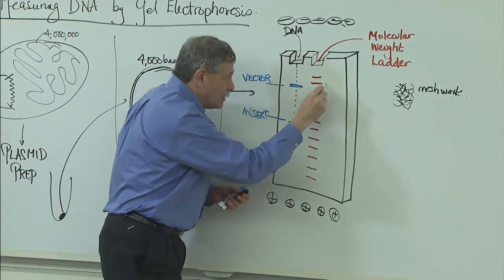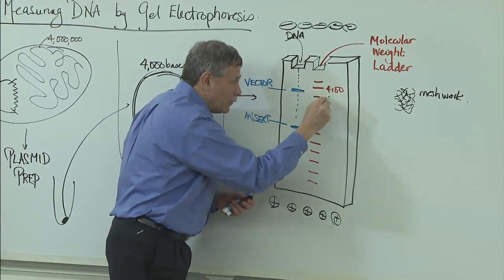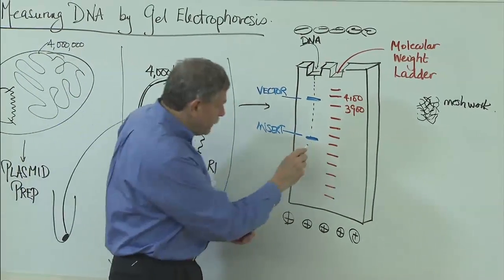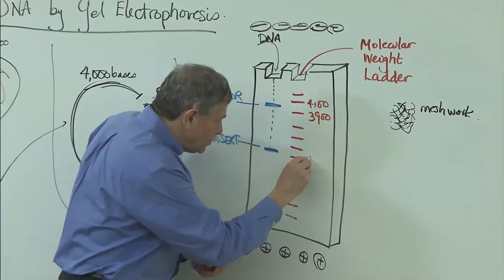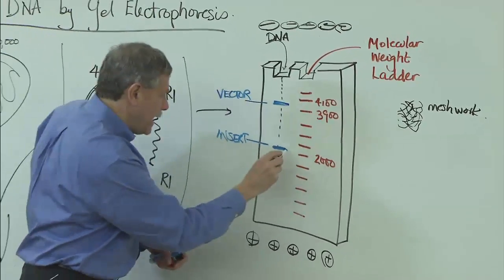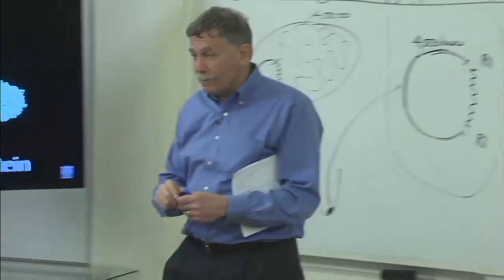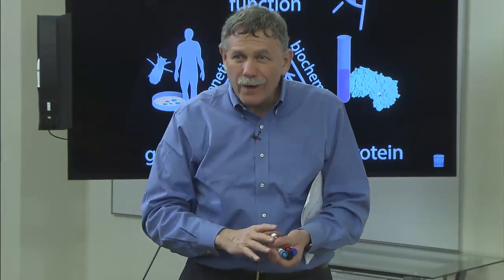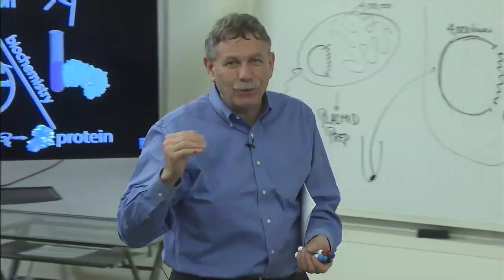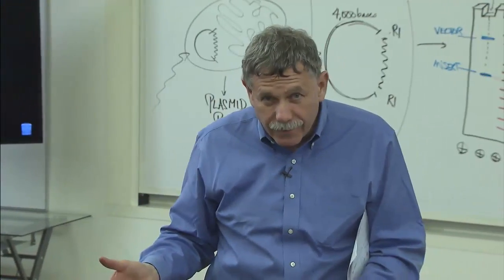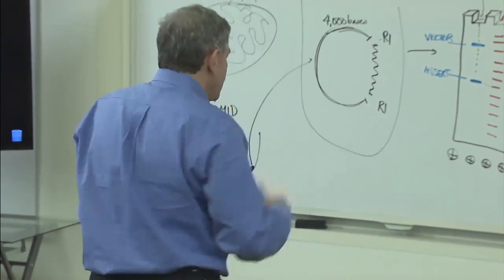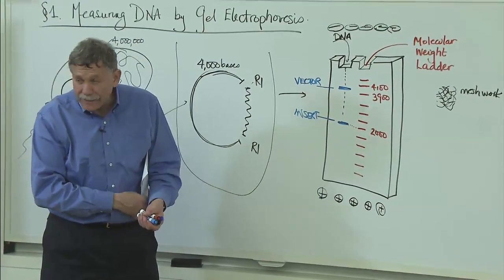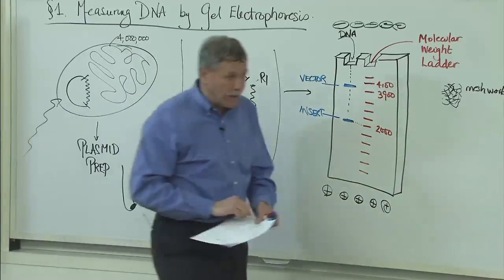I happen to know that that one is about 4,100 and that one is about 3,900, and golly, the 4,000 is right in there. And by the way, this one here is about 2,000. And that's about the same place as my insert. My insert's 2,000 bases long. It's a ruler. It's just a ruler. Now, where am I going to get all these fragments of known lengths to use as a molecular weight ladder? Catalog. It's in the catalog. Right. So I just get it from the catalog and I run a molecular weight ladder, and there you go. That's it. Any questions about gel electrophoresis as a cool way of doing things?